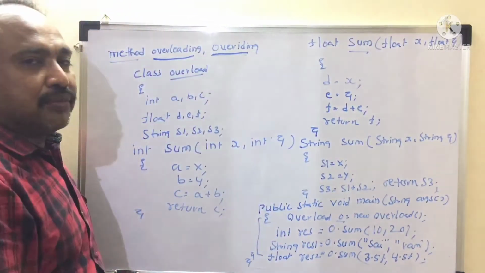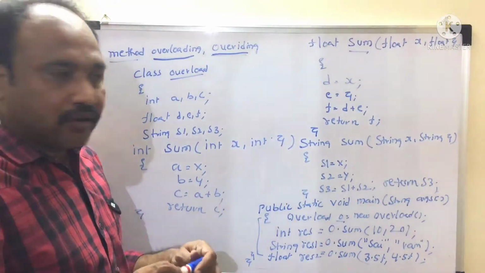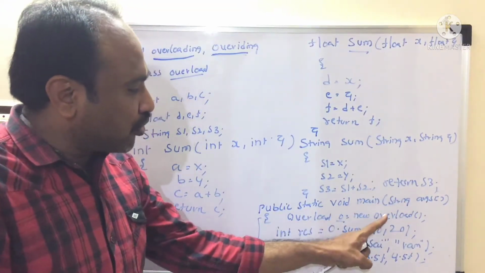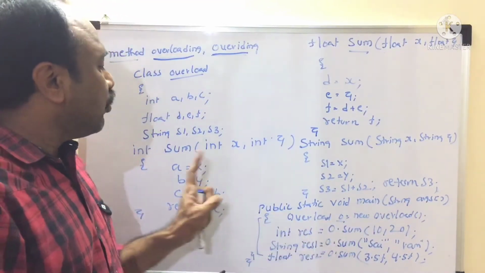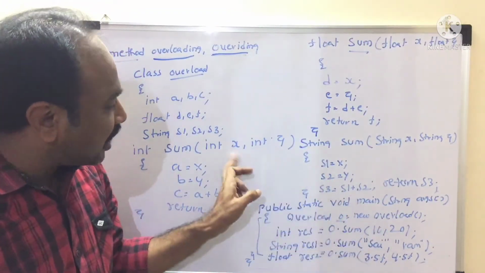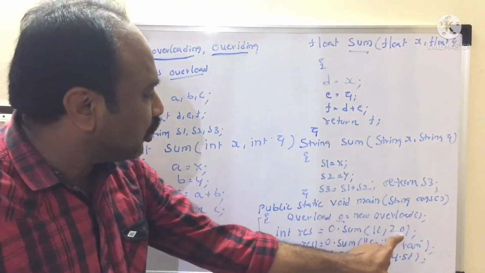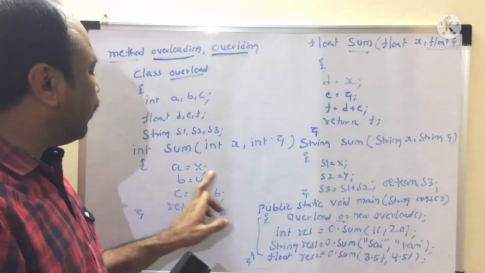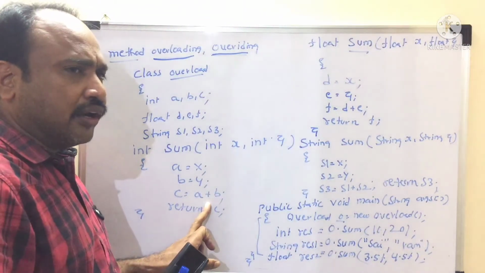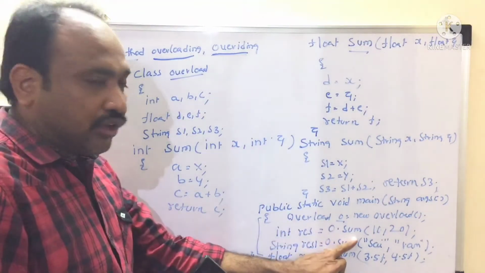This is the program to demonstrate method overloading. First, after coming here, what are we doing? Creating an object of the Overload class. We are calling the sum method. We have three sum methods. Which method will be called? The sum method that has two integer parameters. Okay, 10 is passed to here, 20 is copied to y, a value becomes 10, b value becomes 20, c equal to 10 plus 20, 30. The return value will be returned to here.